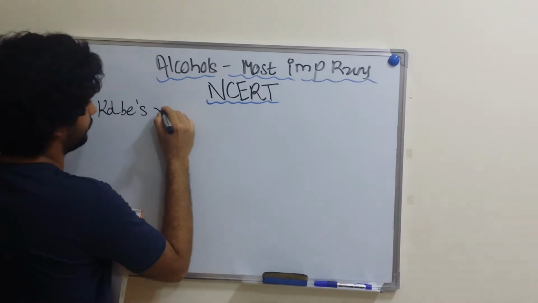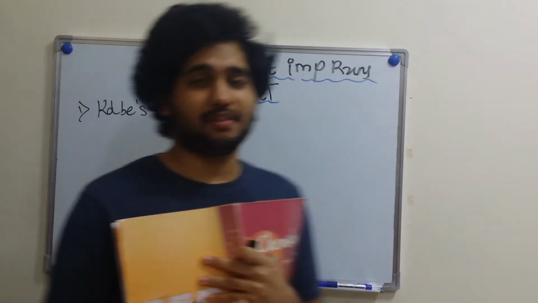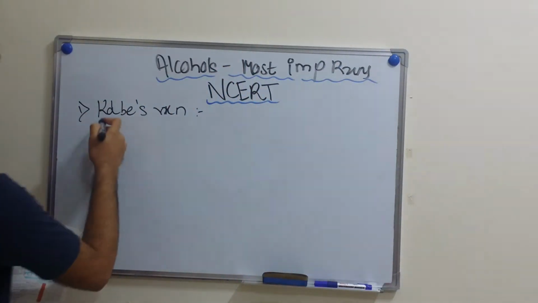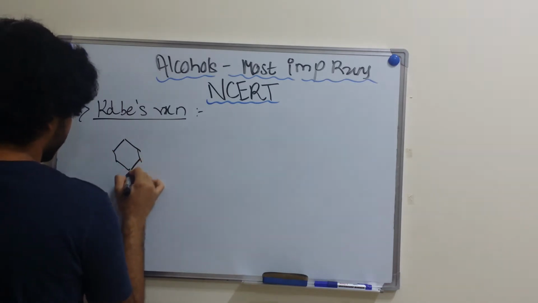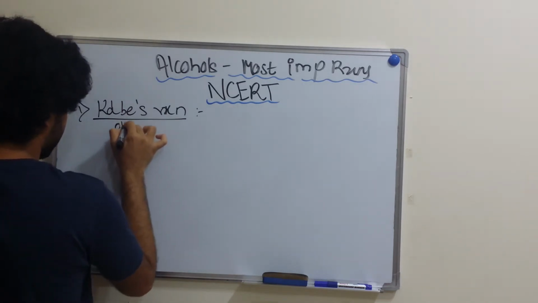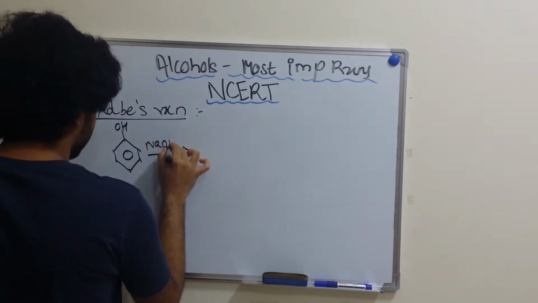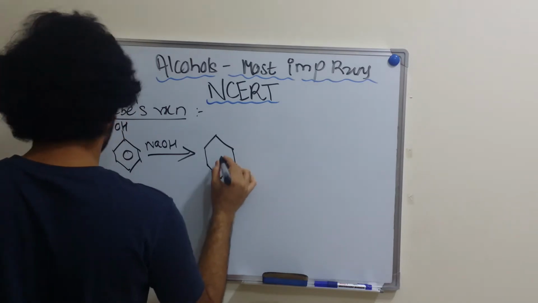If you take past year papers, every year a 2-mark question has come from this. It's a must-do topic. So what is Kolbe's reaction? You take phenol. To this phenol we add NaOH, and we get sodium phenoxide.